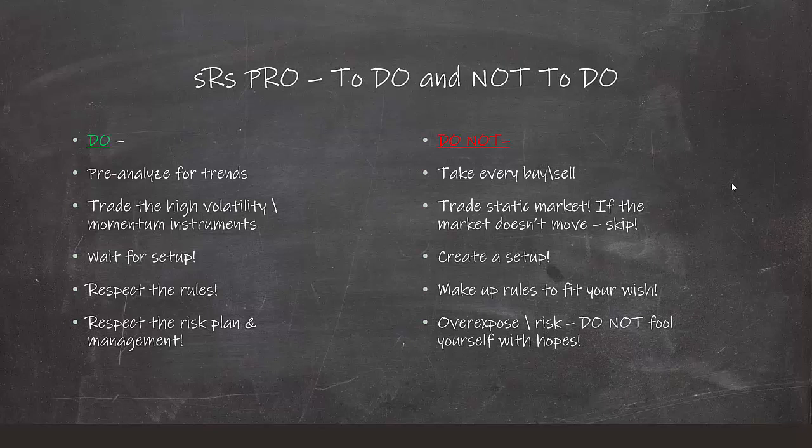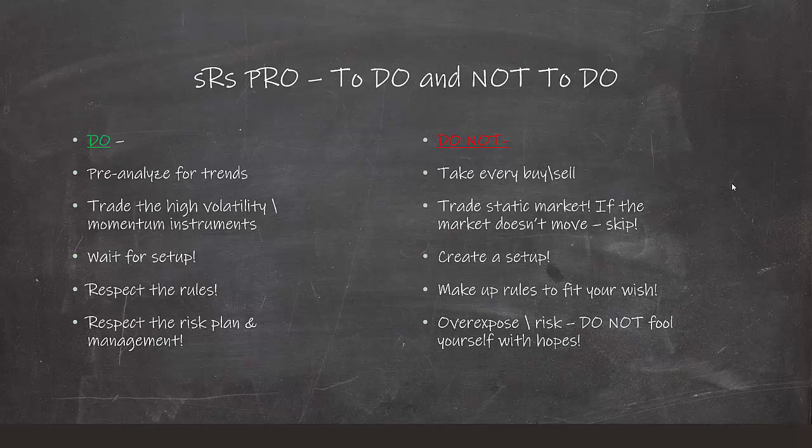Do trade high volatility and momentum instruments, those that move now. A lot of times I'm asked, Vlad, what are the best instruments? It changes. Today it could be euro, dollar, and pound, or tomorrow it could be euro and pound yen. Tomorrow, pound kiwi and oil. What the market brings, that's where you have to be. And do not trade a static market. If the market, or any instrument you choose, does not move and does not create a clean pattern, skip that.